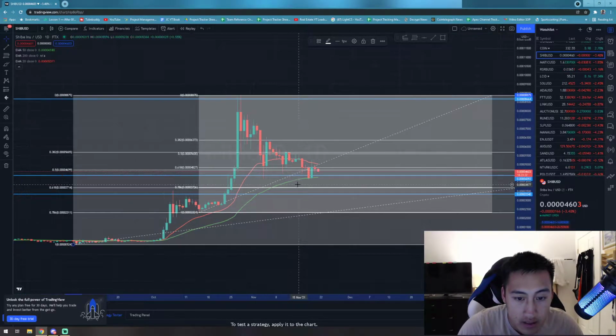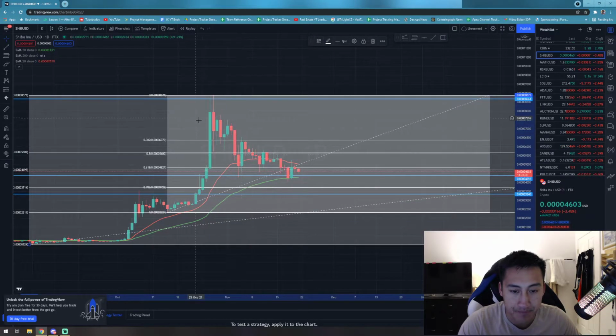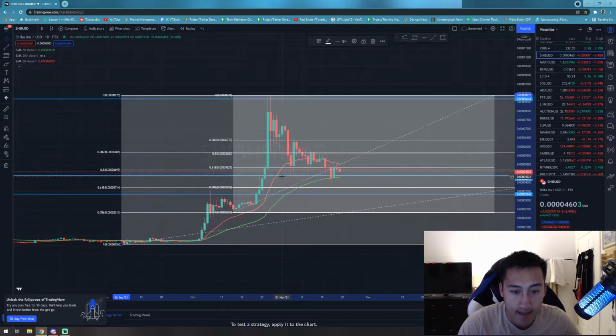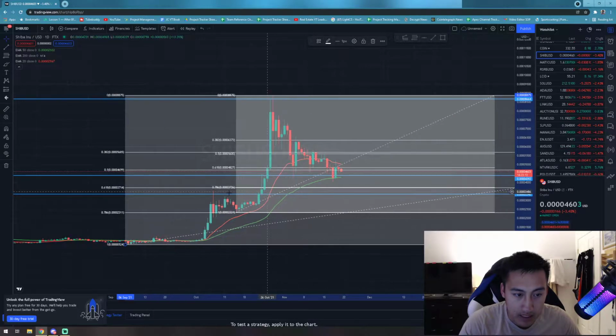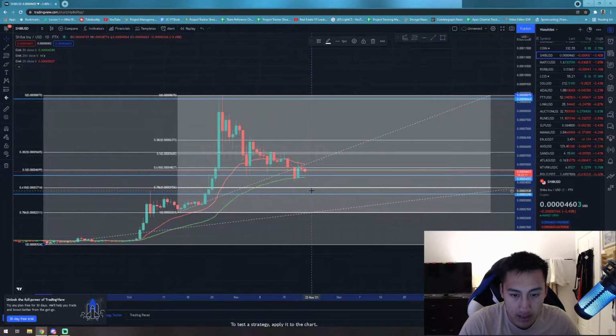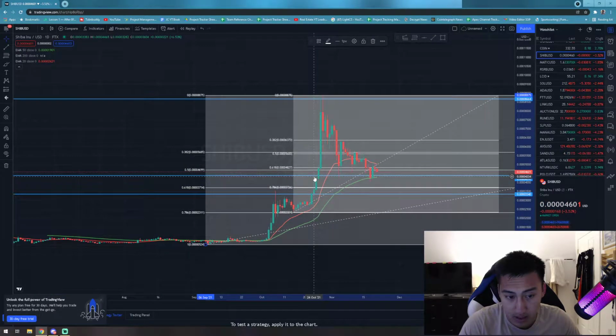So what we're looking at here is that the price action is all the way down to this support level here, okay? And that support level is close to the 0.5, and I'm expecting it to probably hit the 0.618 possibly, but that's if it doesn't break this support, okay?